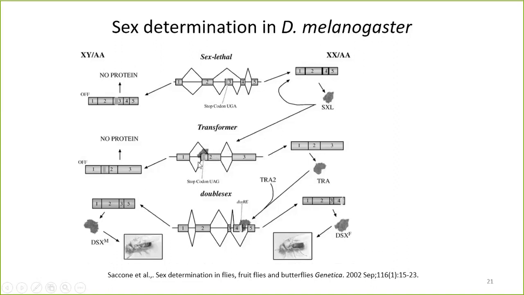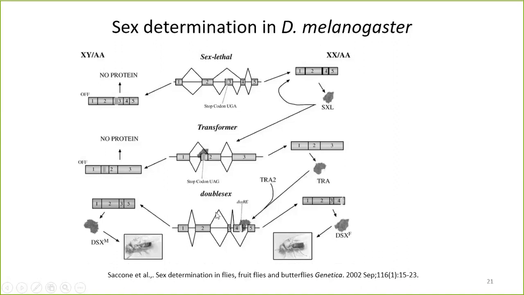part of the second exon, which includes a stop codon, and therefore you obtain a full mature protein. In the males, because you don't have the sex lethal protein, you again include a stop codon in the transcript that basically doesn't allow production of this transformer protein. So in the females where you have the transformer protein, together with the transformer 2 protein, these are RNA binding proteins, they will bind this double sex gene, which is the last gene in this cascade, and it's the one that determines sex.